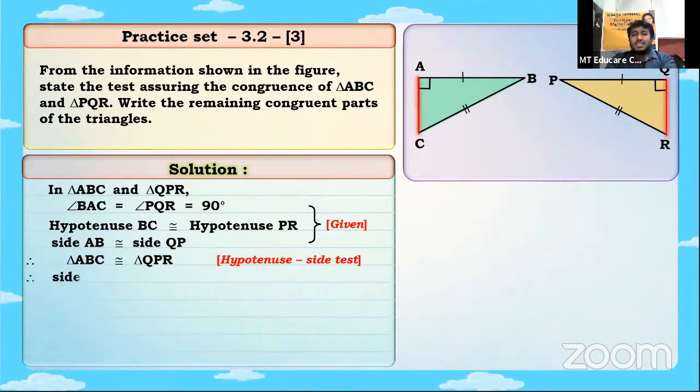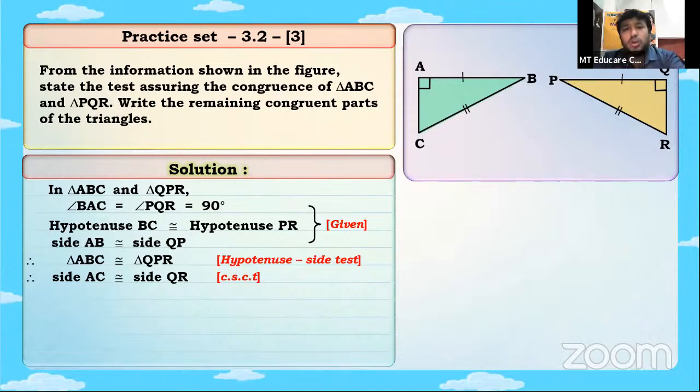So it will be AC congruent to QR. Reason will be CSCT, corresponding sides of congruent triangles. What is the full form, students? Corresponding sides of congruent triangles. Now students, total there should be 3 angles. We have written only 1. So we have to write the remaining 2 angles.